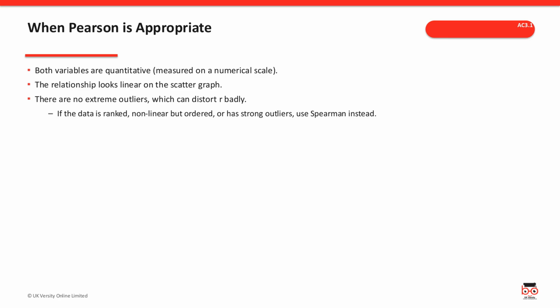Pearson works well under a few conditions. Both variables need to be quantitative, measured on a numerical scale. The scatter should look linear, a genuine straight-line trend. And there shouldn't be extreme outliers, which can distort R badly, since a single stray point can wreck it. If instead your data is ranked, or the relationship is ordered but curved, or there are strong outliers, that's your cue to switch to Spearman.